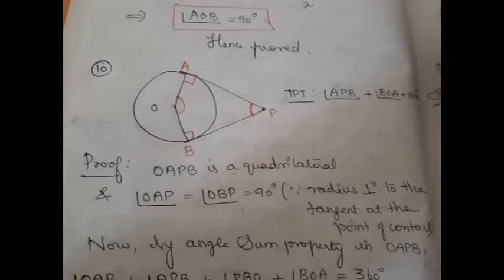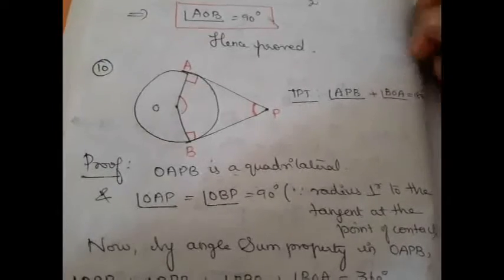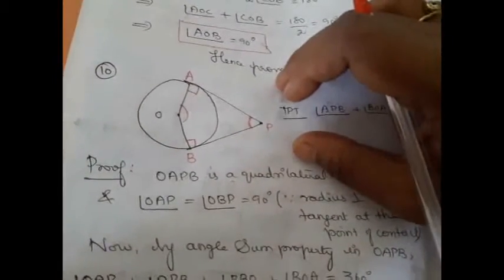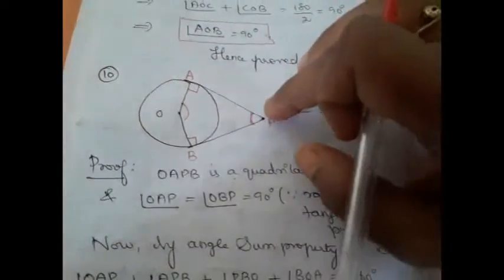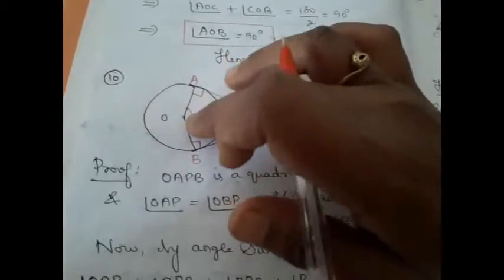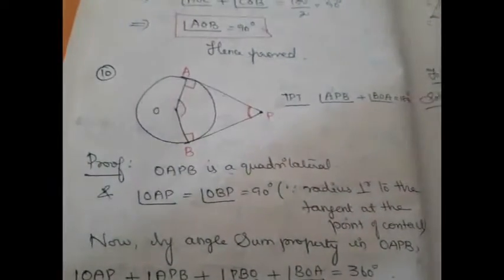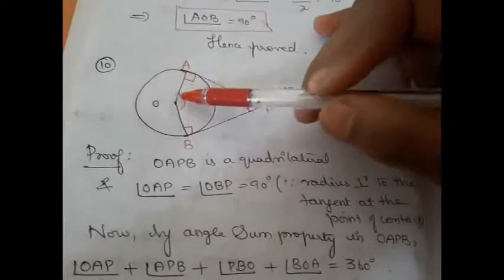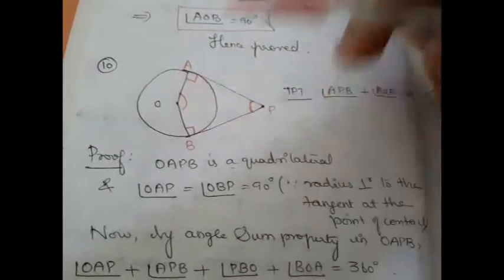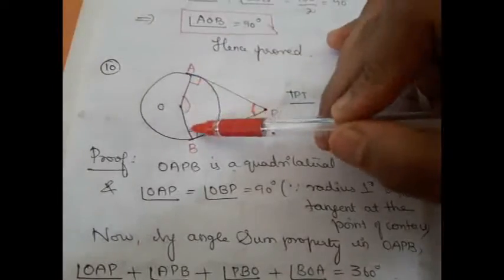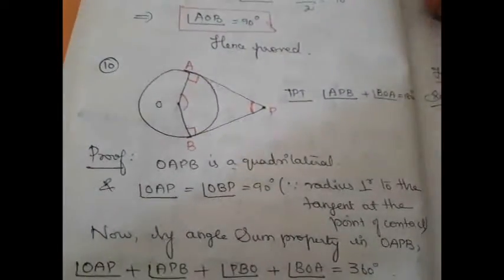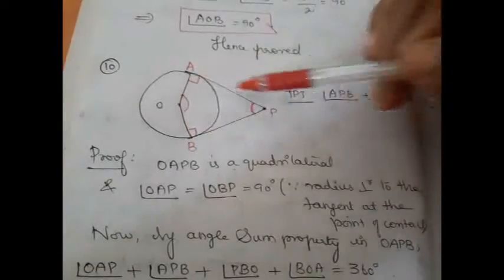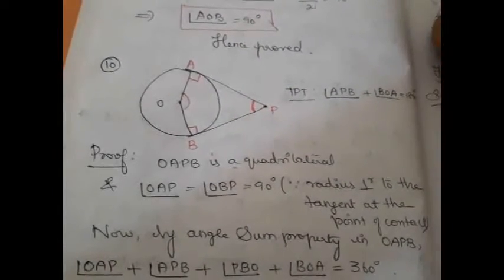For this, first you should understand the question and draw the diagram properly. It is given: prove that the angle between the two tangents drawn from an external point to a circle is supplementary to the angle subtended by the line segment joining the points of contact at the center. This can be easily proved because, since O is the center, OA and OB are the radii and they are drawn at the point of contact. Therefore, these two angles are 90 degrees. And when you see OAPB, it is a quadrilateral. What is the angle sum property of a quadrilateral?